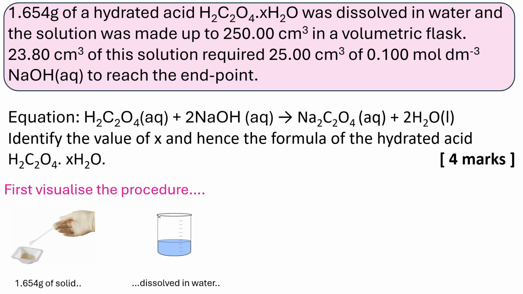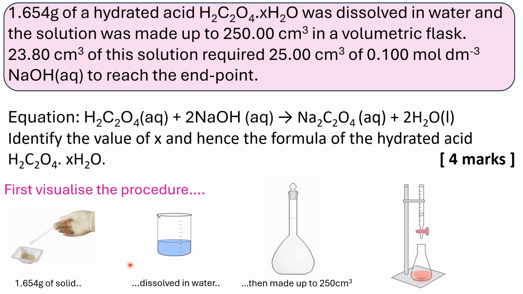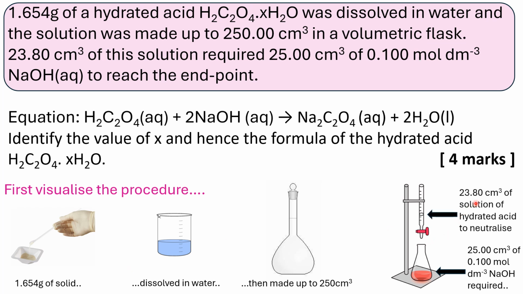Now this particular beaker, it doesn't matter how much water is in here, because what you're going to do is put that into a volumetric flask and then make up to the mark. And in this question, where it said 23.80 centimeters cubed of this solution required 25 centimeters cubed of sodium hydroxide, what they mean is that the 25 centimeters cubed of the sodium hydroxide is in the conical flask, and therefore the solution is in the burette. So this amount, 23.80, came originally from this 250. That's what I mean by an unusual scaling factor. 23.80 doesn't go cleanly into 250. So we have to bear that in mind a bit later on.